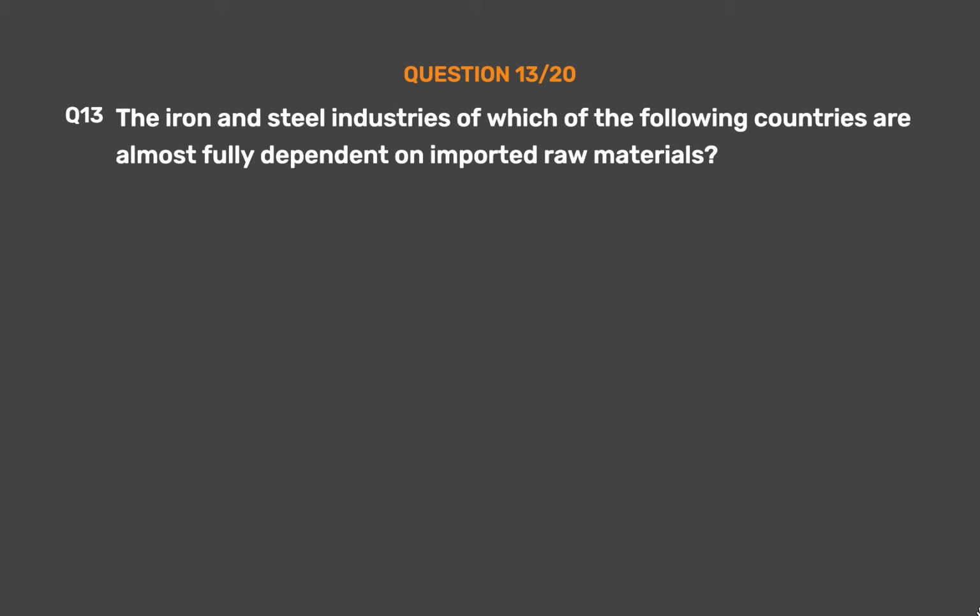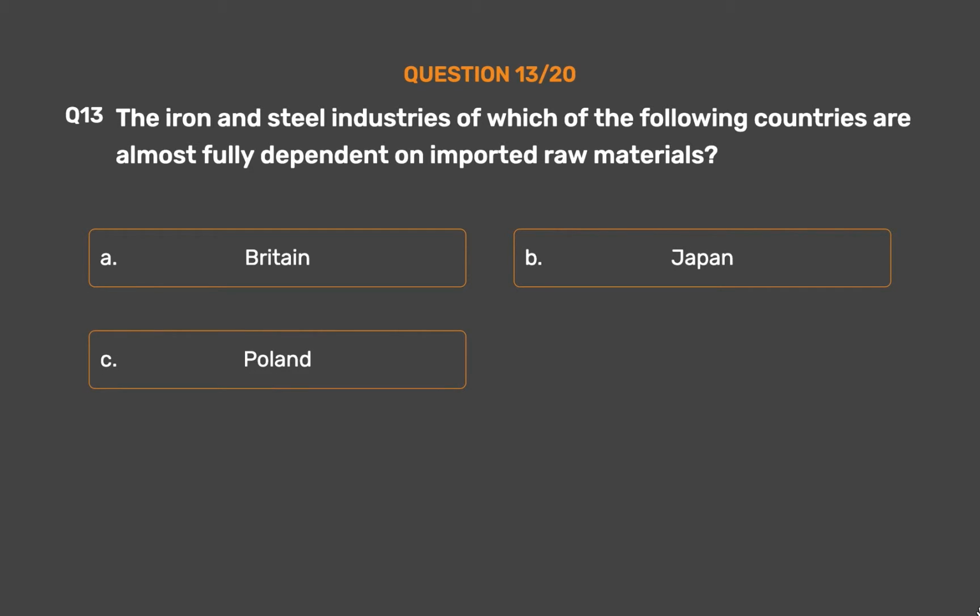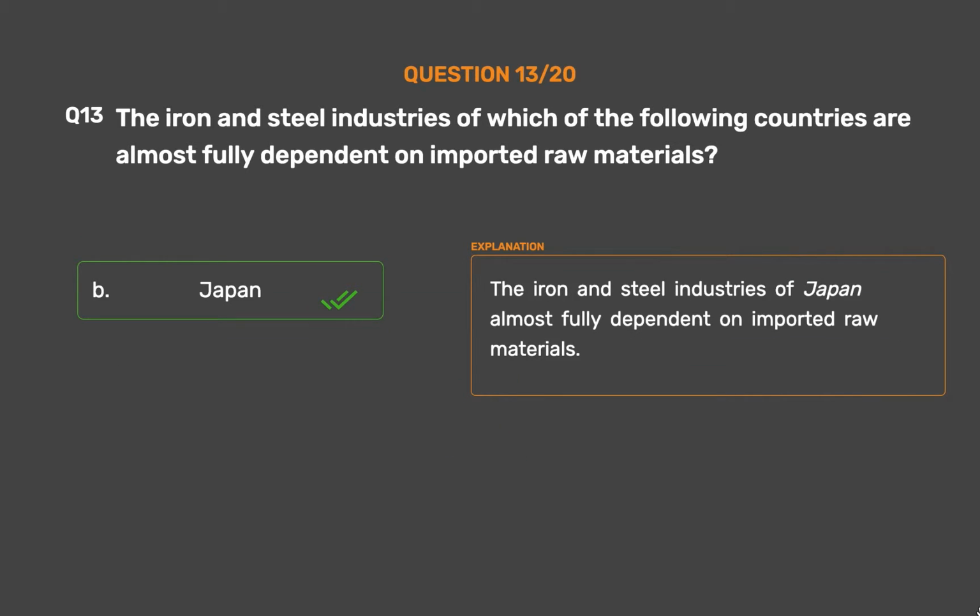Question number 13. The iron and steel industries of which of the following countries are almost fully dependent on imported raw materials? Option A, Britain. Option B, Japan. Option C, Poland. Option D, Germany. The correct answer is option B, Japan. The iron and steel industries of Japan are almost fully dependent on imported raw materials.